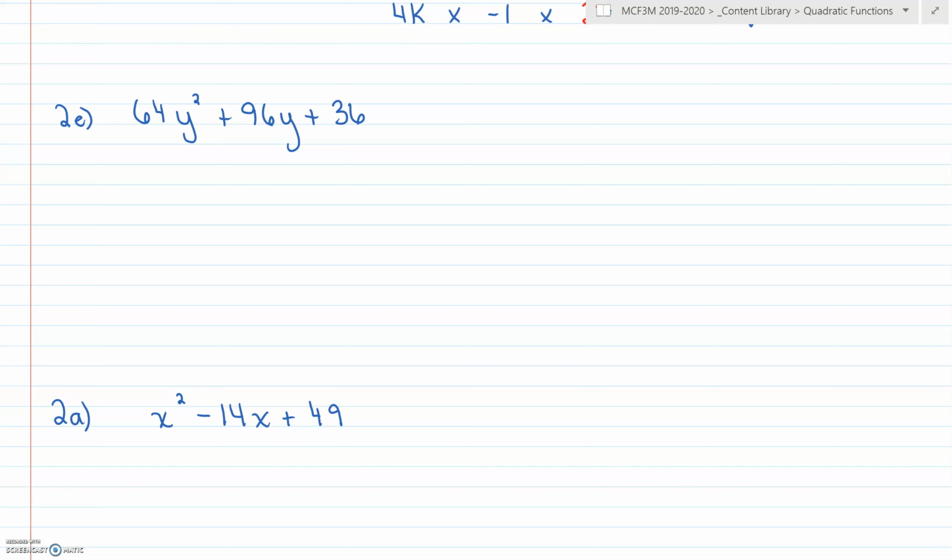So for these types of problems, we have to recognize that it's a trinomial. Do you guys agree that this is a trinomial? In what form is this in? It's in standard form. So if it's in standard form, how do we normally factor? Because that's the question. It's going to say factor.